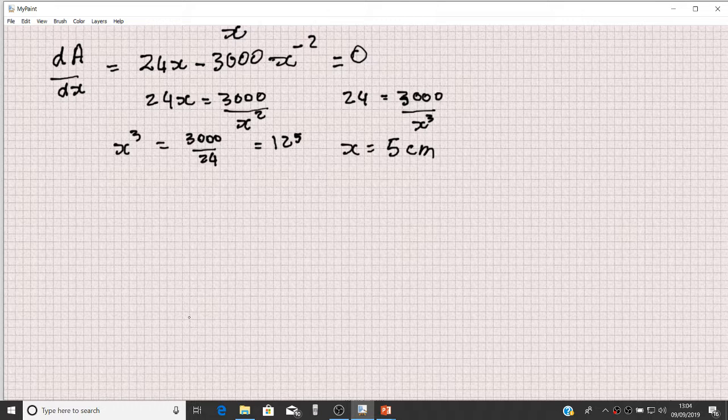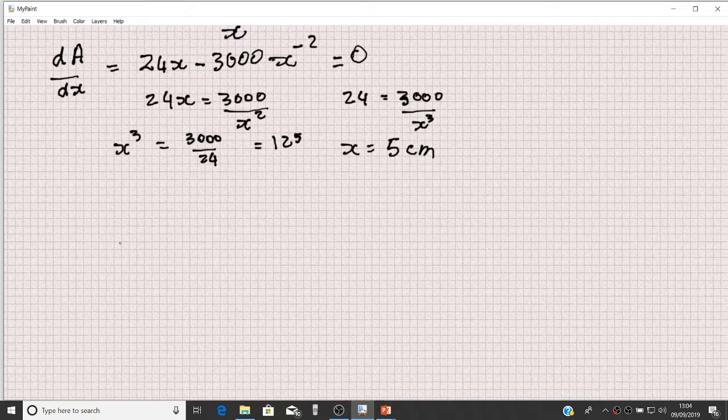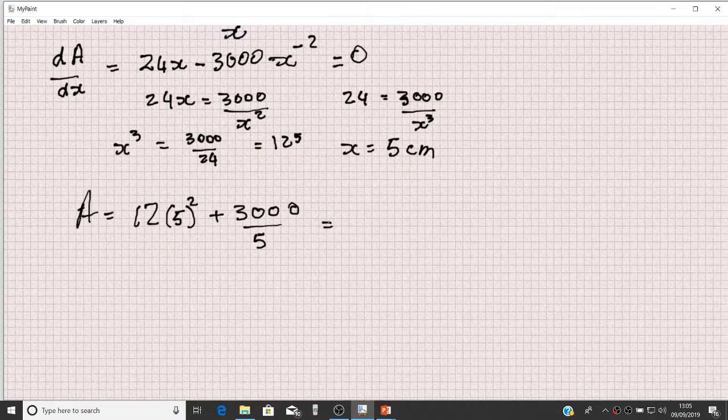But the next part of the question we're going to have to show that it is a minimum. So the next part of the question is find this minimum surface area and confirm that it is a minimum. Okay, so we said surface area A is given by 12x squared plus 3000 over x. Now x we found to be 5. And when we calculate that, that gives us a value of 900 cm squared. So that is the surface area.